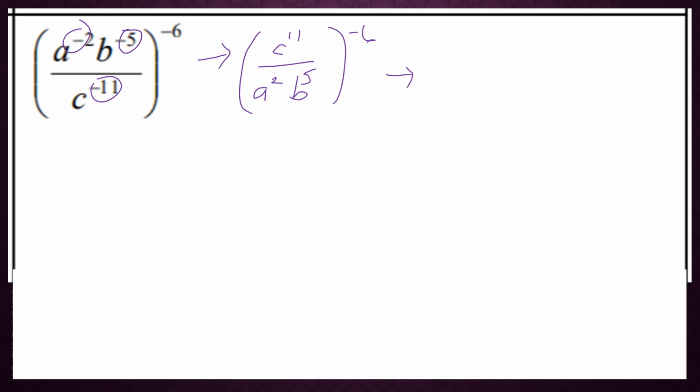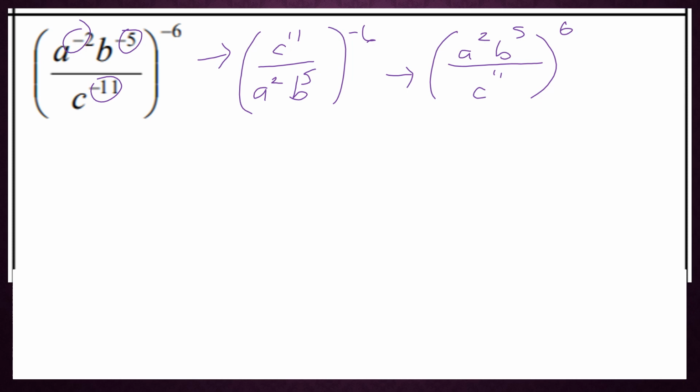Okay, so there's a lot of negative exponents here. First thing I'm going to do is work with all of these here to make those positive. So it looks like everyone's going to switch their position. So we're going to have c to the 11th in the numerator, a squared, b to the 5th. That did not change that -6 though. Okay, it's still raised to the -6 power. We have to flip it again to make that 6 positive. So we're going to flip. So it'll be a squared, b to the 5th, and c to the 11th.